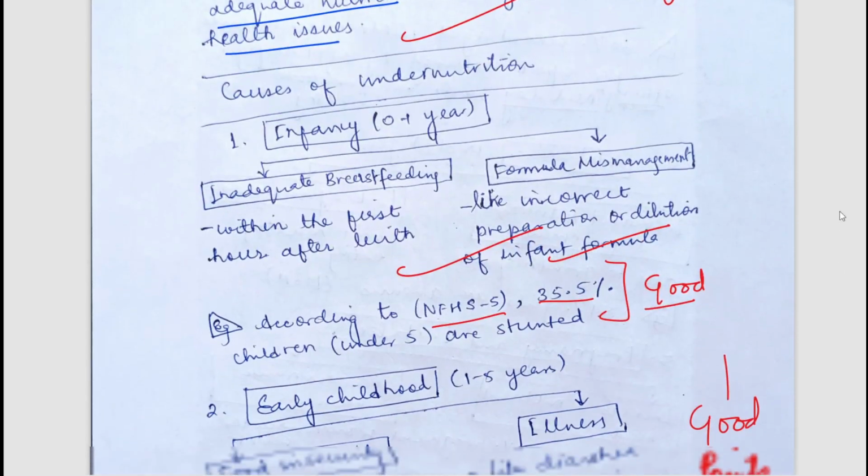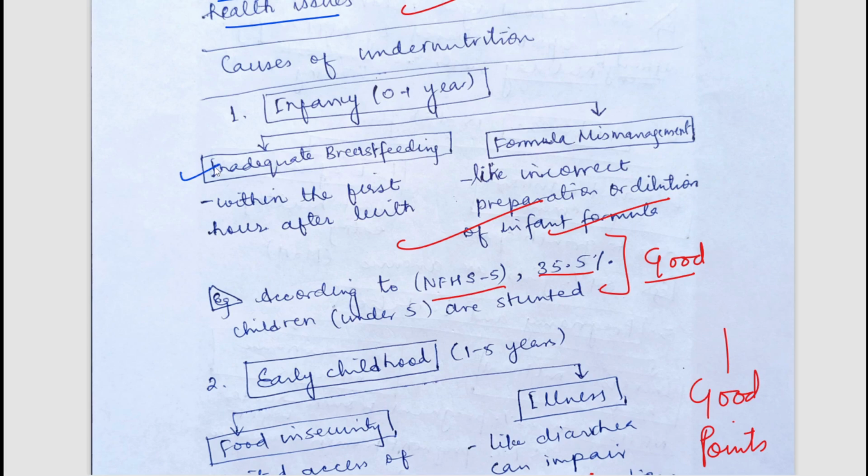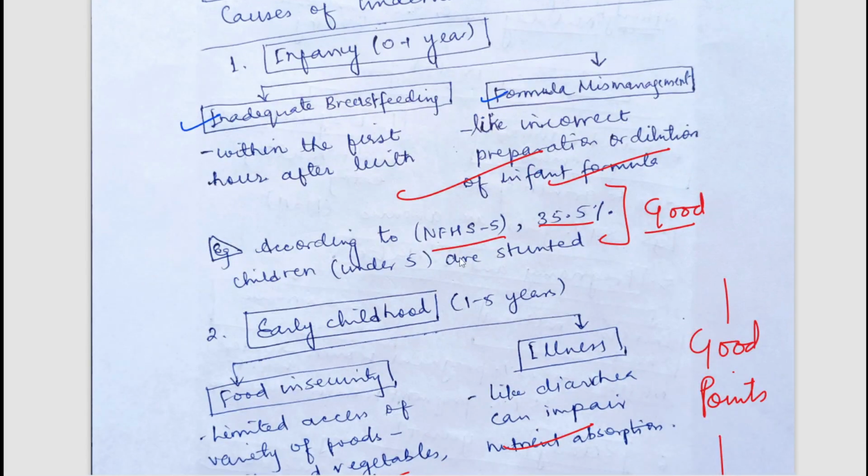So for infants, it could be due to inadequate breastfeeding. It could be due to some formula mismanagement, like dilution of infant formula. Okay, and you can see an example. It has also been mentioned that as per the National Family Health Survey, around 35.5% of children under 5 are stunted. So although this example could be mentioned in early childhood for more enhancement.